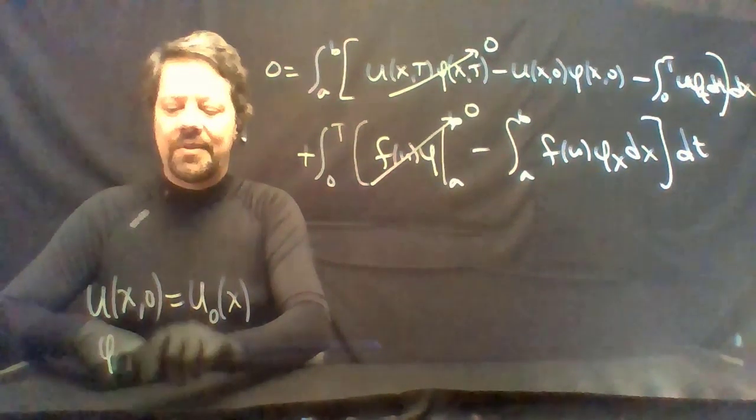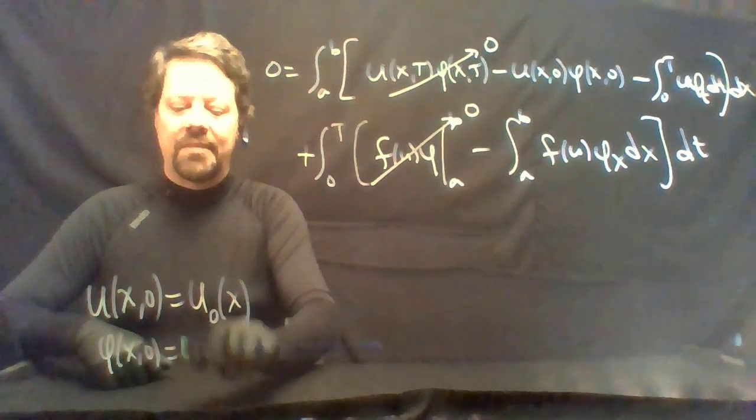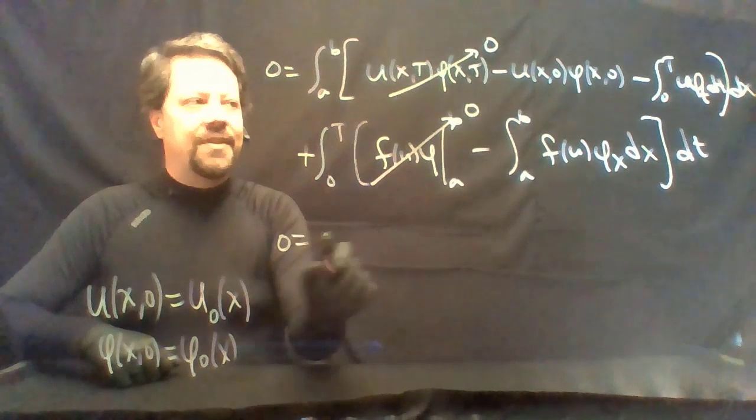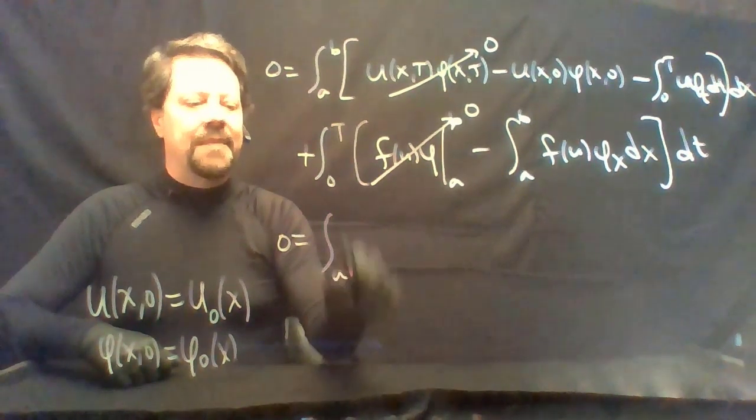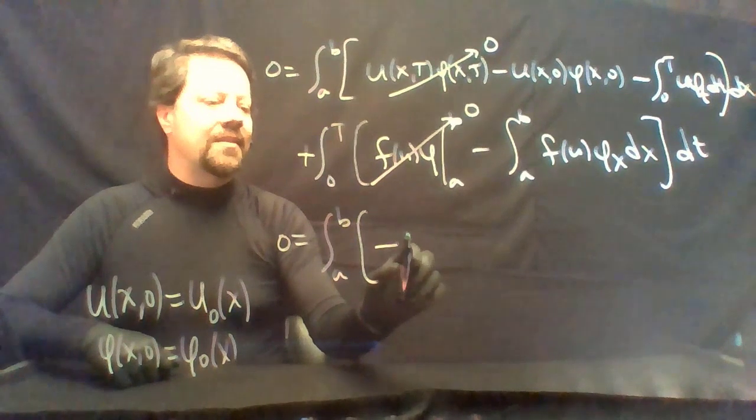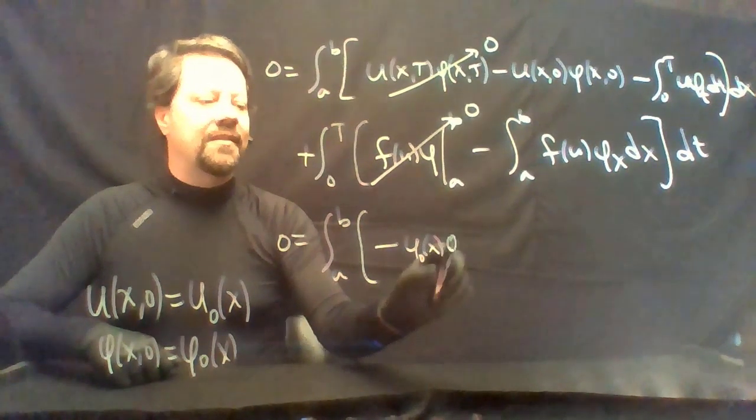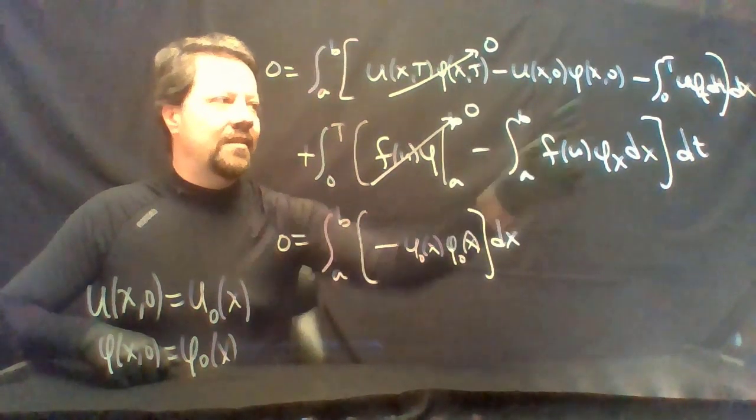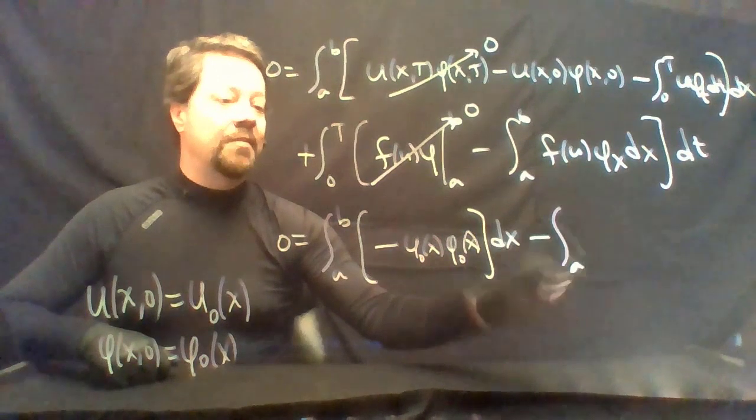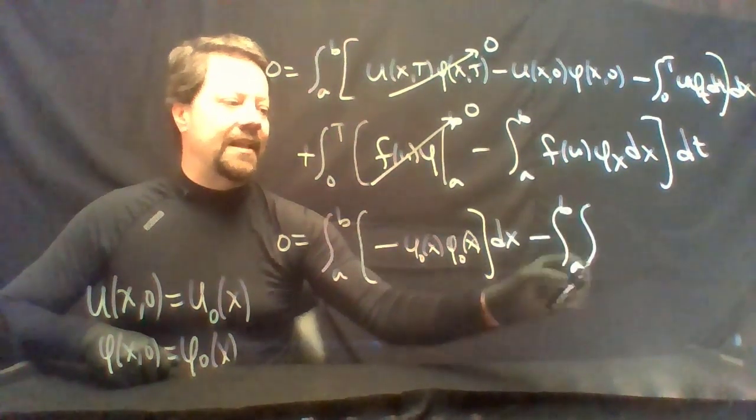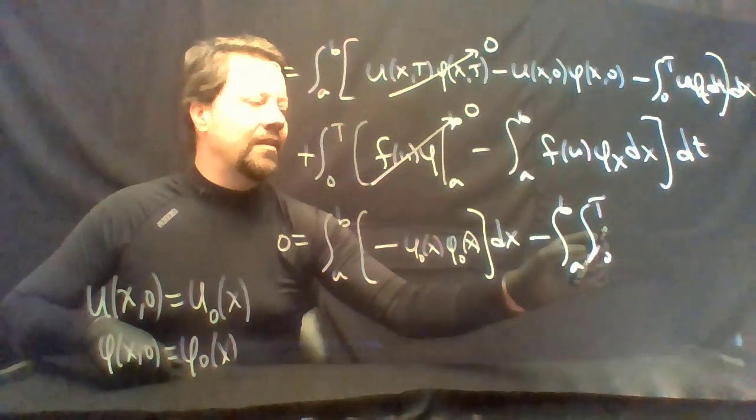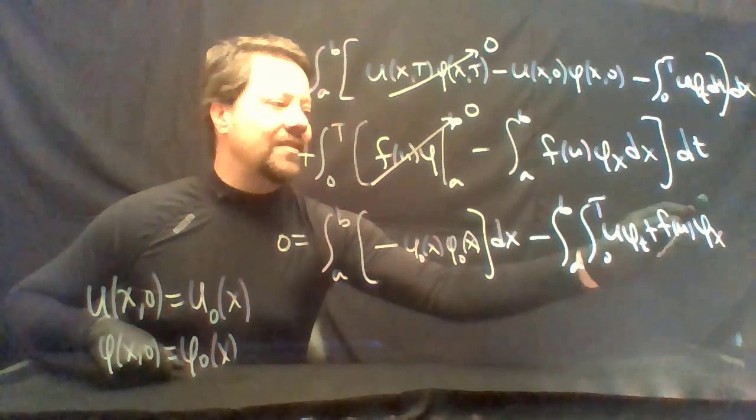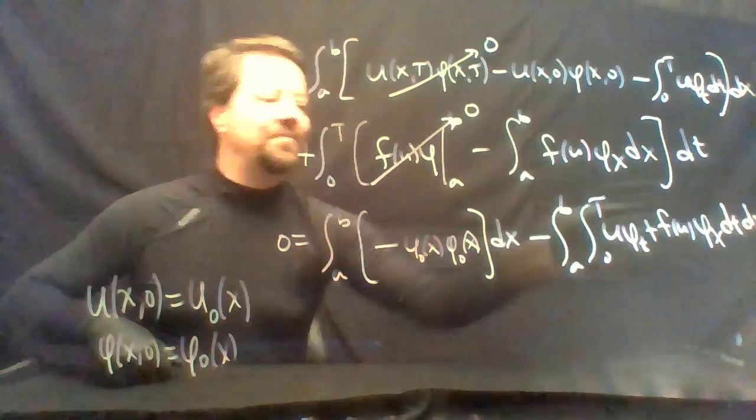Also, suppose that phi of x, 0 is denoted by phi naught of x. Then we have 0 equals the integral from a to b of minus u naught of x phi naught of x dx. The remaining two terms are also minus, but they have both integrals. The integral from a to b and the integral from 0 to t will have u phi_t plus f of u phi_x dt dx.